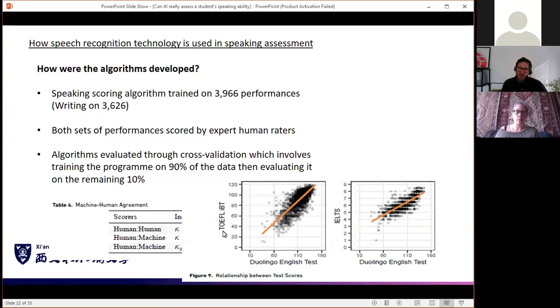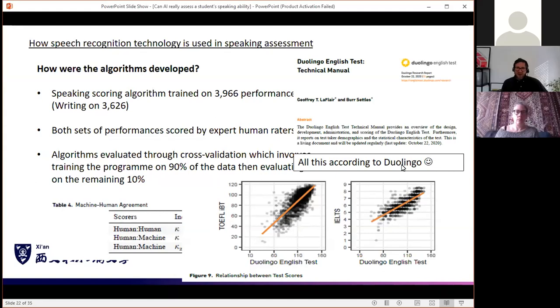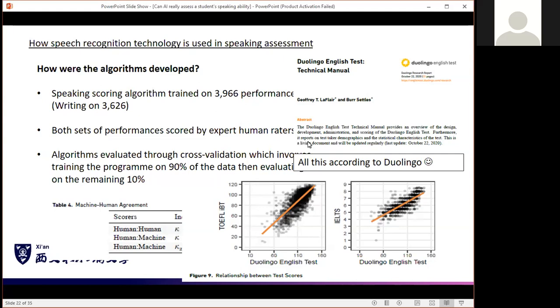correlates with TOEFL IBT, so that's made by ETS and by IELTS. So you can see that there's reasonably strong correlation between the Duolingo test and IELTS and TOEFL IBT. Duolingo, which takes less than an hour to complete. But all of this is according to Duolingo. It's in their technical manual. It is cited to studies done, but a lot of those studies were commissioned by Duolingo.